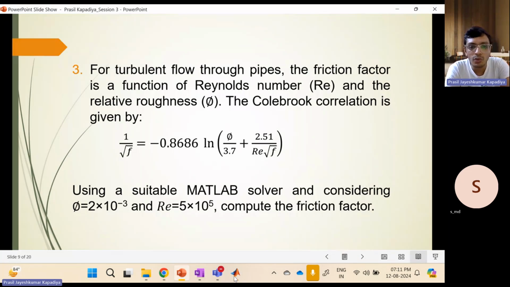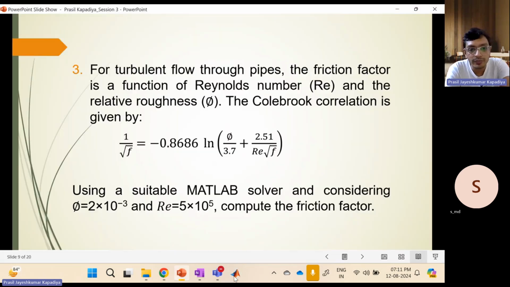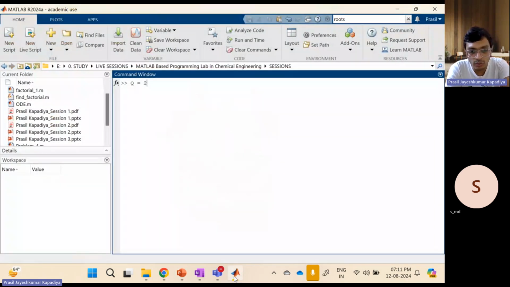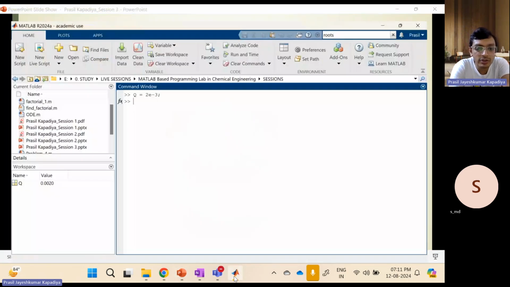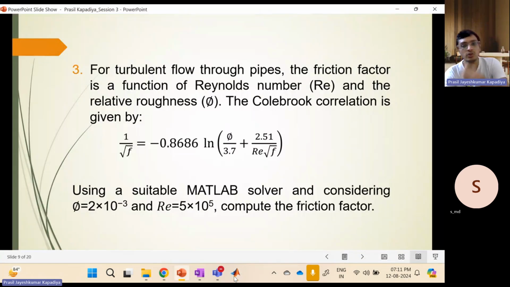Okay, so let's take this phi value. Phi I will write as capital Q is equal to 2e minus 3, 2 into 10 raised to minus 3 is my phi value. And Reynolds number is 5 into 10 raised to 5. So it is in the turbulent region, right? Then I need to solve this equation.